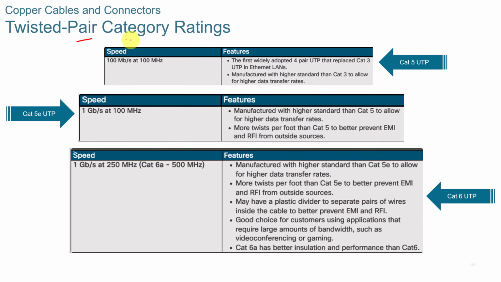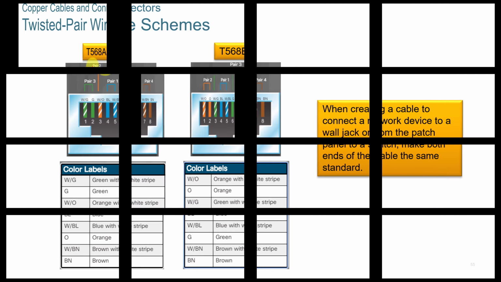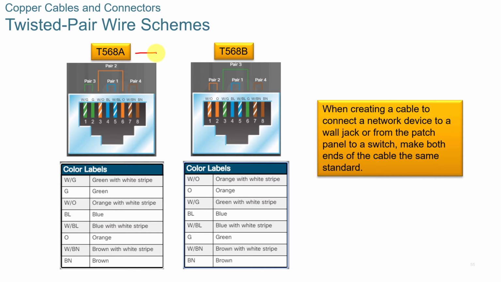Now, when we're talking about twisted pair category ratings, the Cat 5 UTP, you used to have the 4-pair UTP. It replaced Cat 3. The most standard today is the Cat 5, and you'll see a lot of Cat 6 as well. Cat 5e is very common. You will come across still some Cat 4 and Cat 3 in some older buildings, and you may have to replace it with some newer cabling. But the Cat 5e gave up to 1 gigabit a second at 100 megahertz, and Cat 6 gives you 1 gigabit at 200 megahertz.